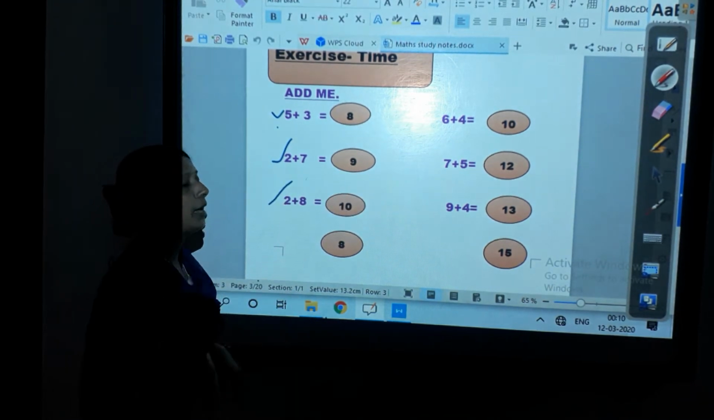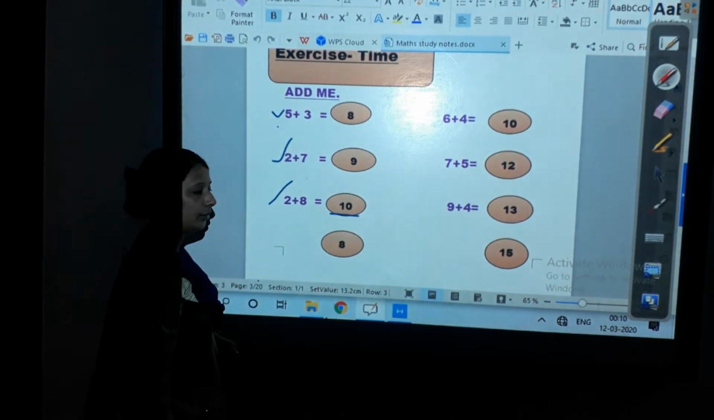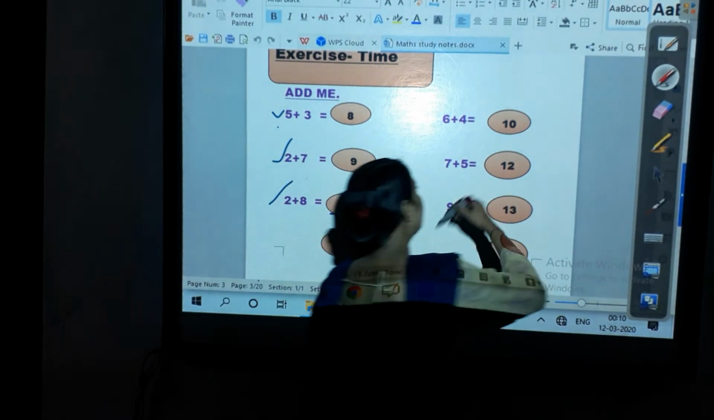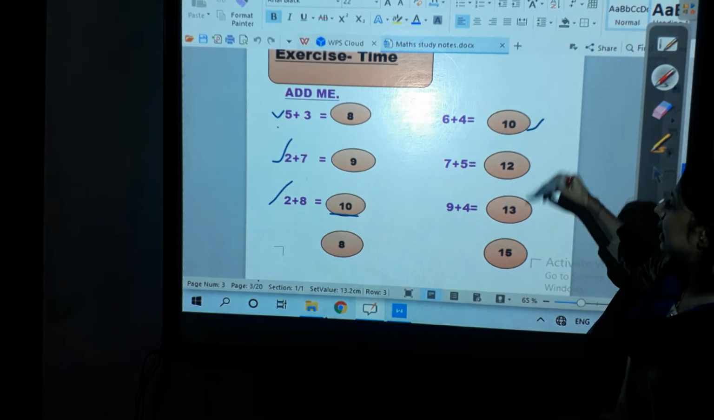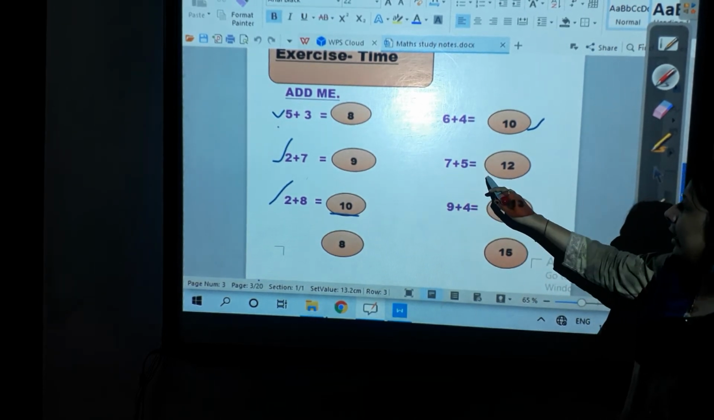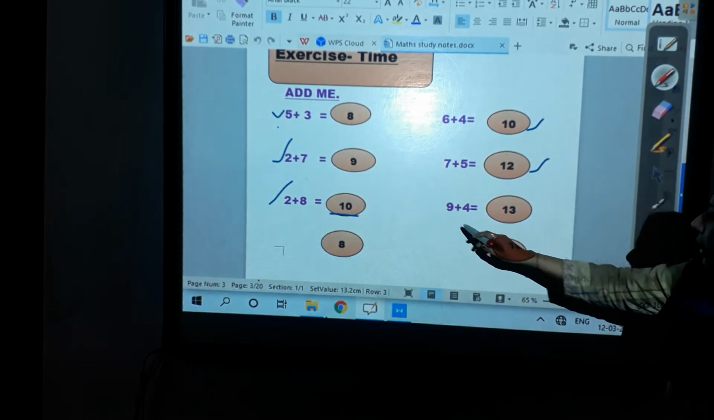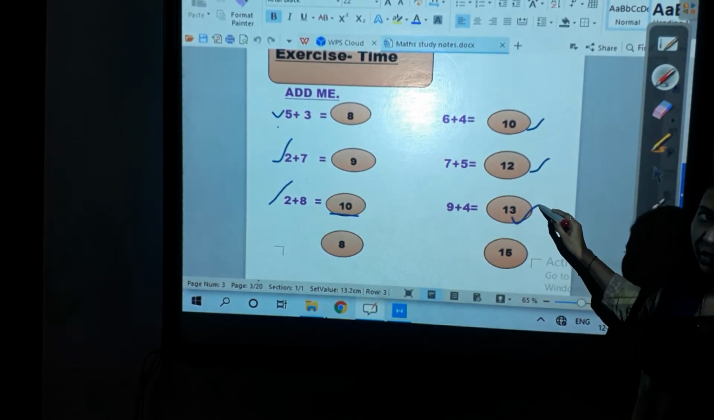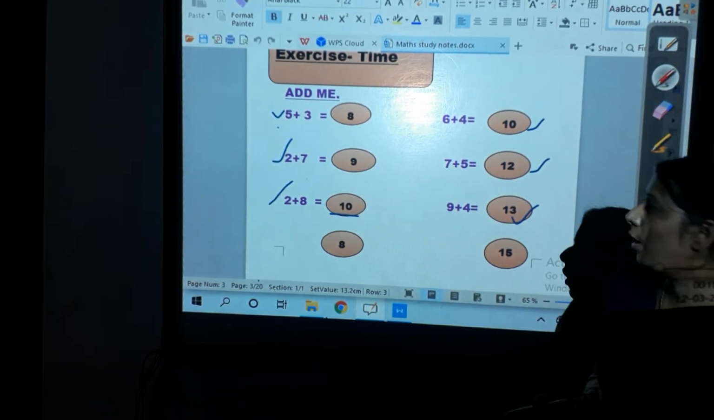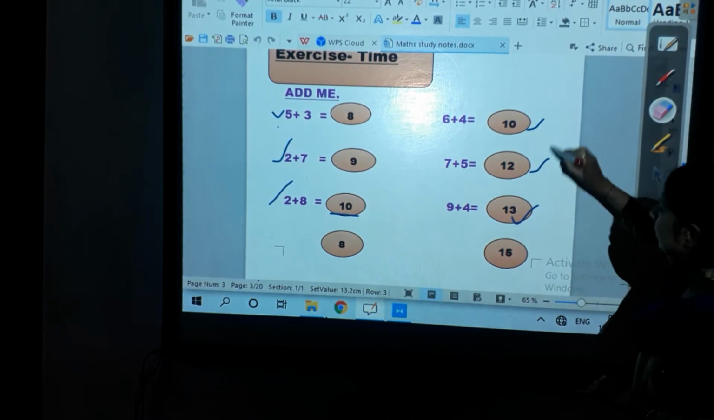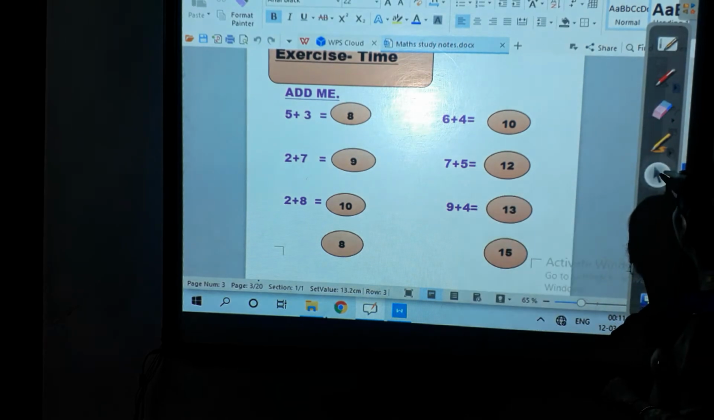Next, 2 plus 8. 2 plus 8 is equal to 10. Very easy. Next, 6 plus 4. 6 plus 4 is equal to 10. Next, 7 plus 5. 7 plus 5 is equal to 12. 9 plus 4, 13. You all will do this in your book as well as in copy. Coming to the next. Wait, let me rub it for you so that it will become more visible.